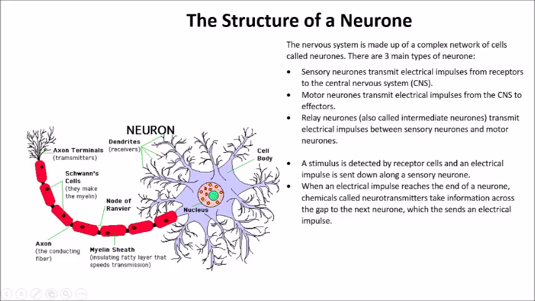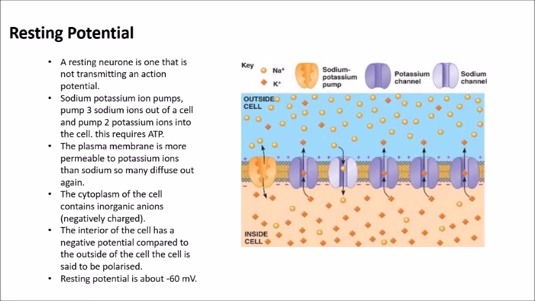Nodes of Ranvier are gaps between adjacent Schwann cells where there is no myelin sheath. The gaps are 2 to 3 micrometers long and occur every 1 to 3 millimeters in humans. When a neuron is at rest, it is not transmitting an action potential. In fact, it is actively transporting ions across its cell surface membrane. Sodium-potassium ion pumps use ATP to pump 3 sodium ions out of the cell and 2 potassium ions into the cell. The plasma membrane is more permeable to potassium ions than to sodium ions, so many diffuse out again.